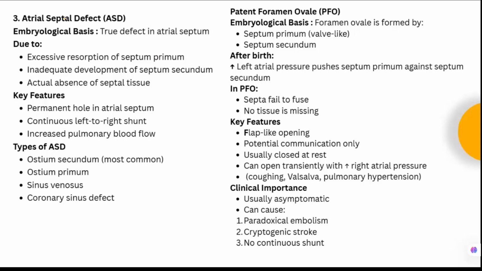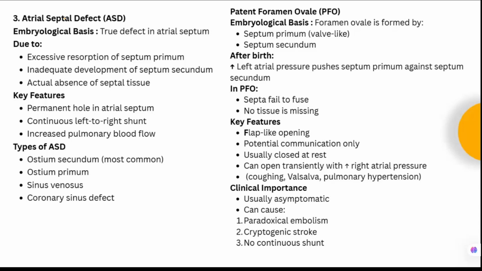So atrial septal defect, what is the embryological basis? In atrial septal defect, there is a true defect in the atrial septum, and this may be due to excessive resorption of the septum primum or inadequate development of the septum secundum. Okay, so actual absence of the septal tissue is there. So the key feature is that there is a permanent hole in the atrial septum, there is a continuous left to right shunt, and there is increased pulmonary blood flow.